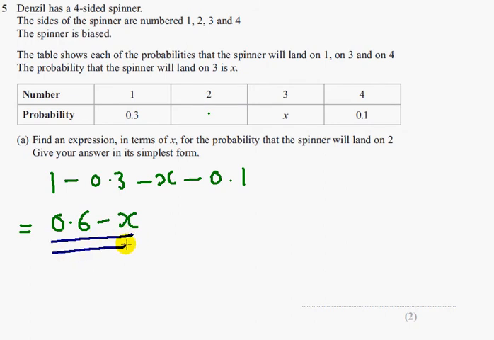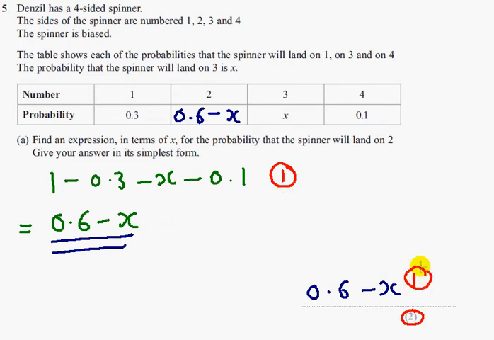So 0.6 minus x is the probability that it's going to land on 2. So I'm just going to write that on the answer line there. Now this is a 2-mark question. The first mark comes from this bit here, and the second mark comes from the final answer of 0.6 minus x.